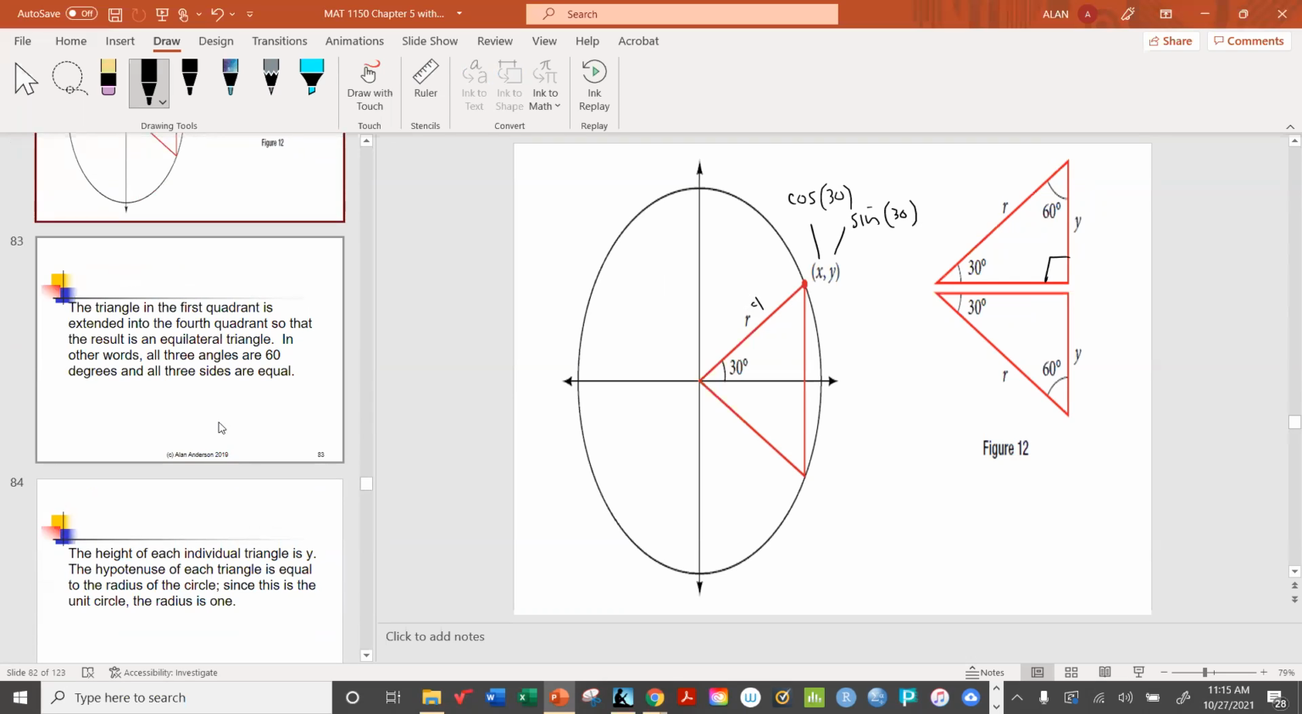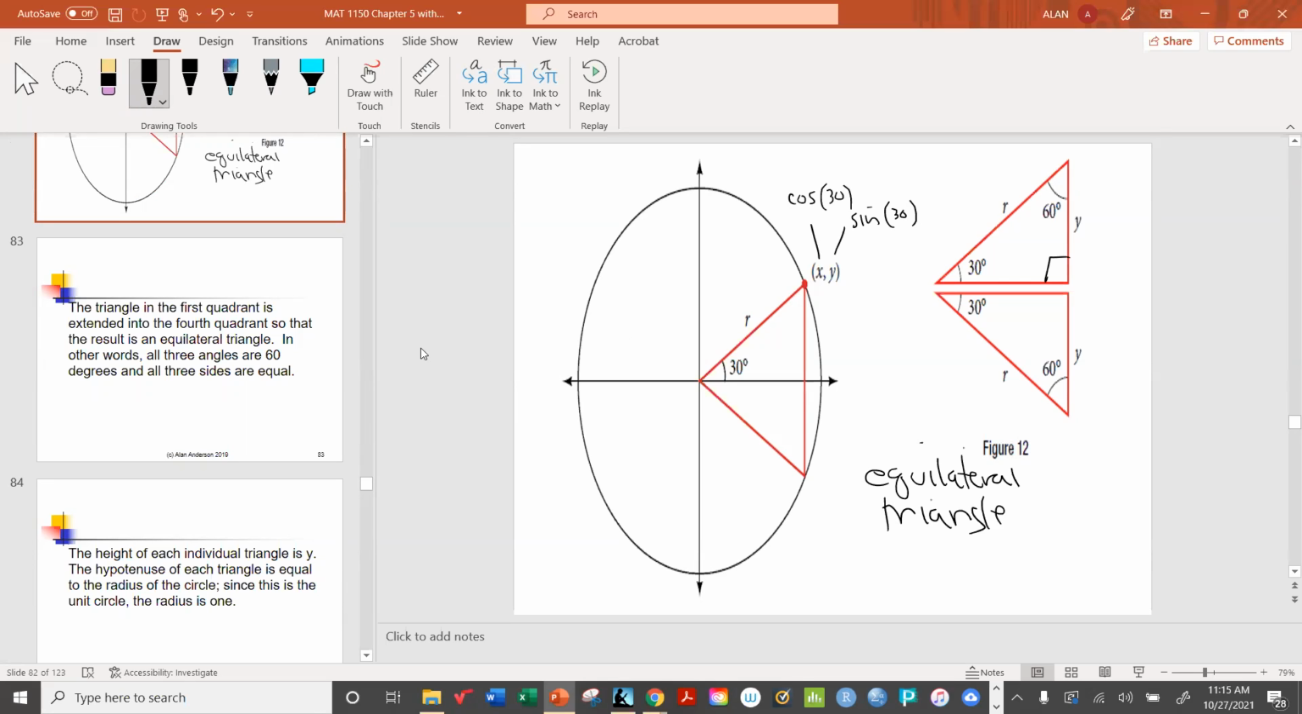Well, this is where it gets a little tricky. What they've actually done is they have drawn a triangle, which if you notice extends down into the fourth quadrant. Why did they do this? Because they wanted to create what's called an equilateral triangle. And that means that all three sides are the same, and so are the angles.